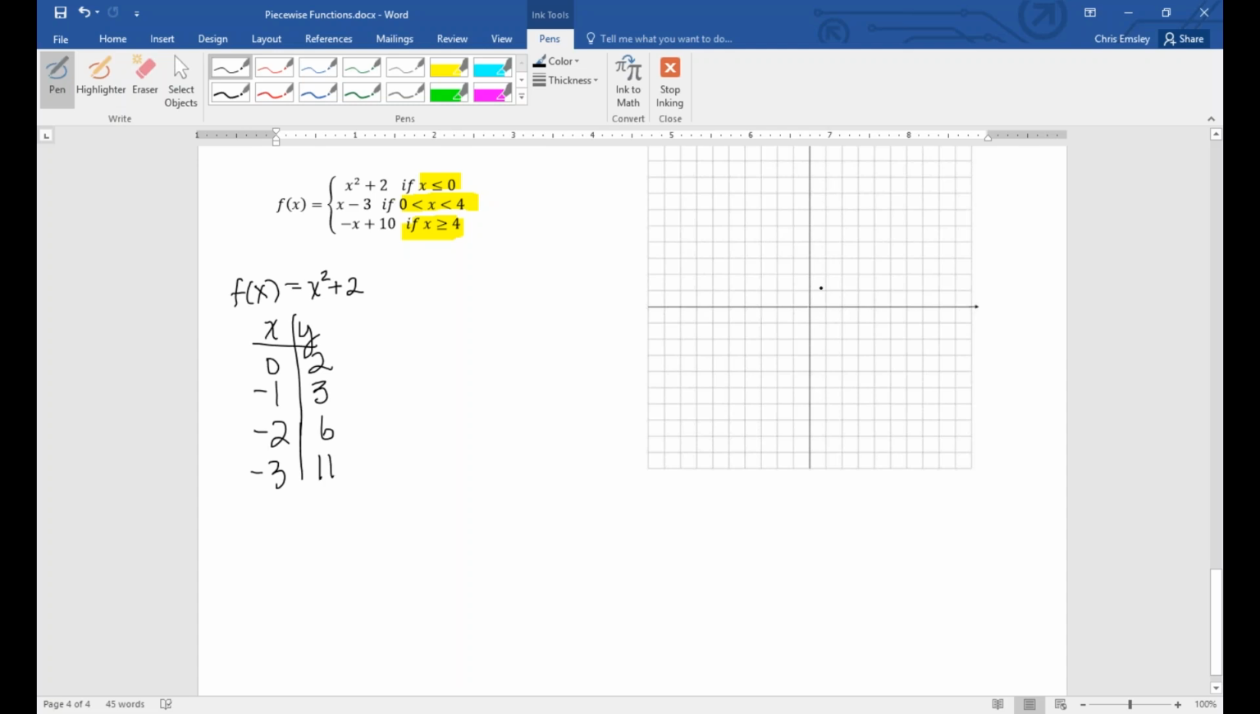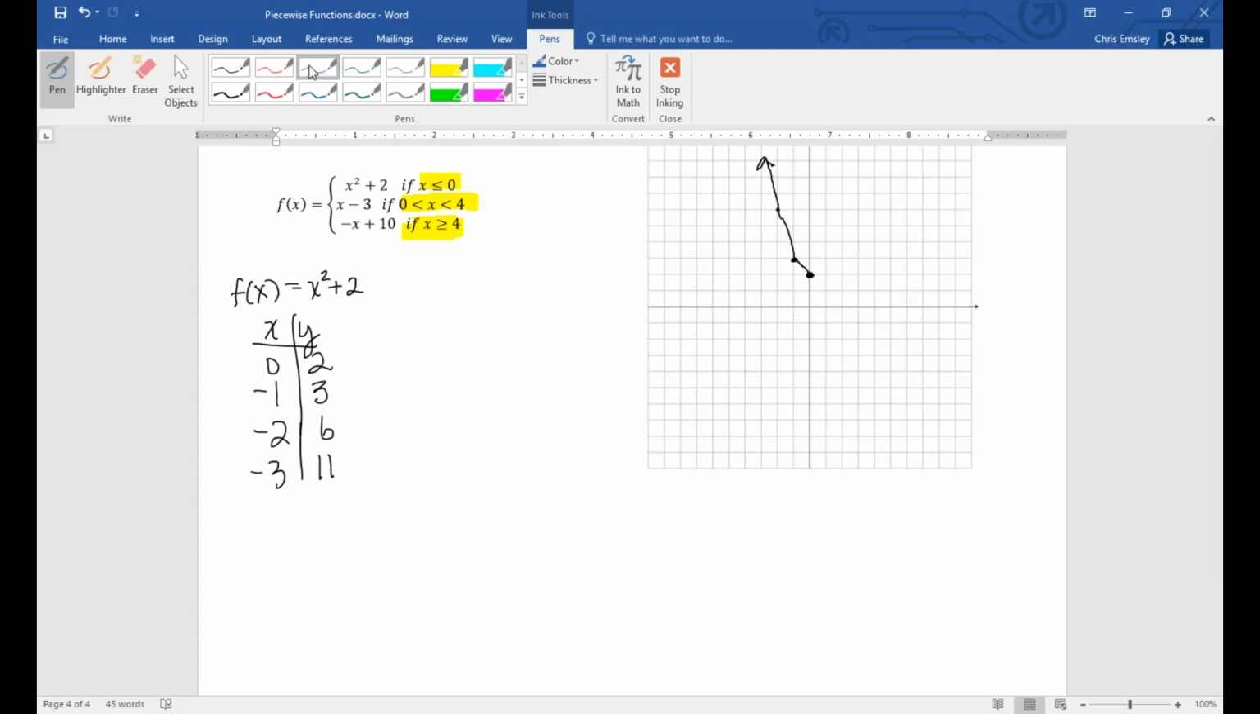So let's plot those points. 0, 2, and that is a closed circle because it's less than or equal to. Negative 1, 3, negative 2, 6. And that other one would be up here off my graph, so I'm just going to leave that. It would keep going to the left, but stops at the point x equals 0 on the right. It's supposed to be a parabola. Sorry, my drawing skills aren't very good with my little pad that I have here.